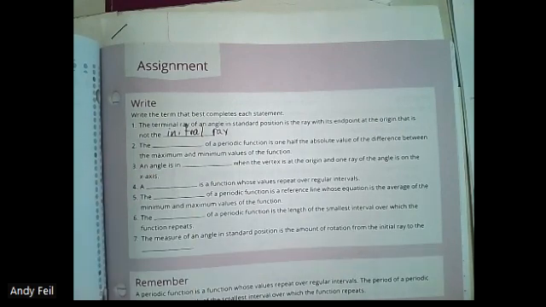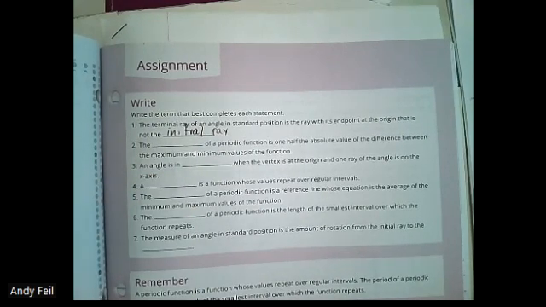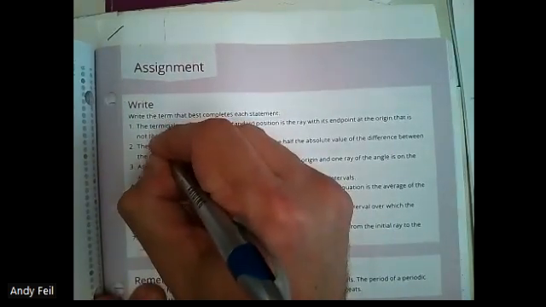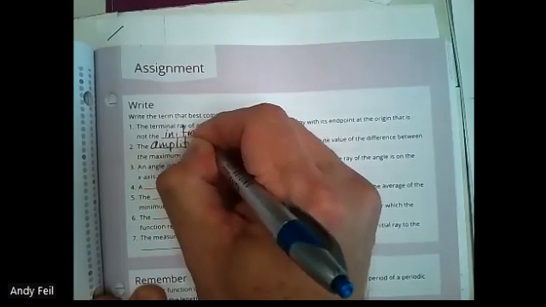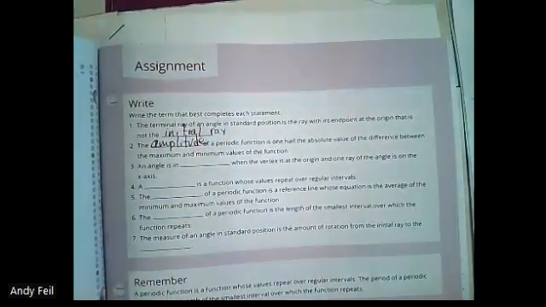Number 2, the blank of a periodic function is 1/2 the absolute value of the difference between the maximum and minimum values. What is that? You wrote it down. What is it? Amplitude. Excellent. Amplitude. These would be great test questions.